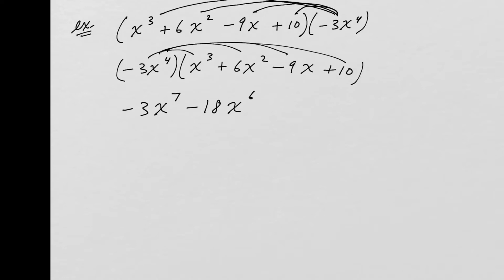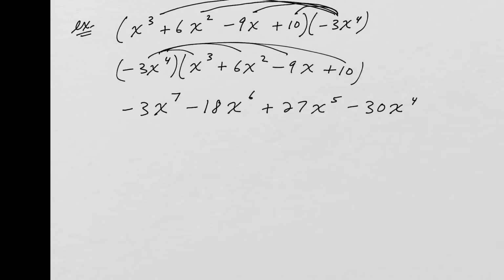Negative 3x to the 4th times negative 9x. Well, negative 3 times negative 9 is positive 27. x to the 4th times x is x to the 5th. And then negative 3x to the 4th times 10. Well, negative 3 times 10 is negative 30. And then I still have an x to the 4th. Right, so I have to write down the x to the 4th. So that would be the product of that monomial with that polynomial. It would be negative 3x to the 7th minus 18x to the 6th plus 27x to the 5th minus 30x to the 4th.